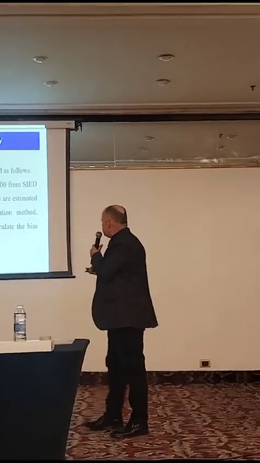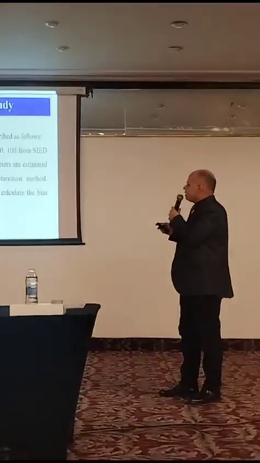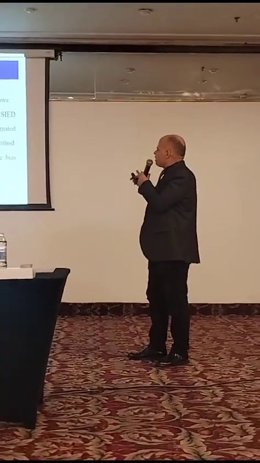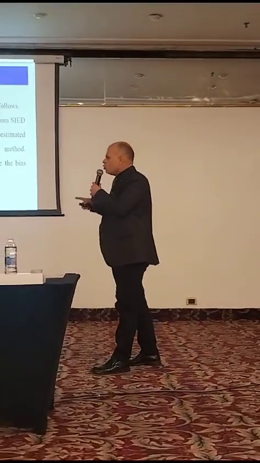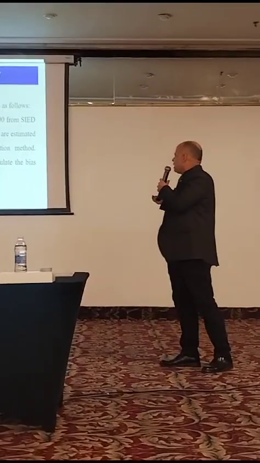We generated samples of size n, with n equal to 30, 50, and 100, from the new probability distribution, and the parameters are estimated using the maximum likelihood estimation method. 10,000 such repetitions are made to calculate the bias and the mean square error. That is the result in table number 1.